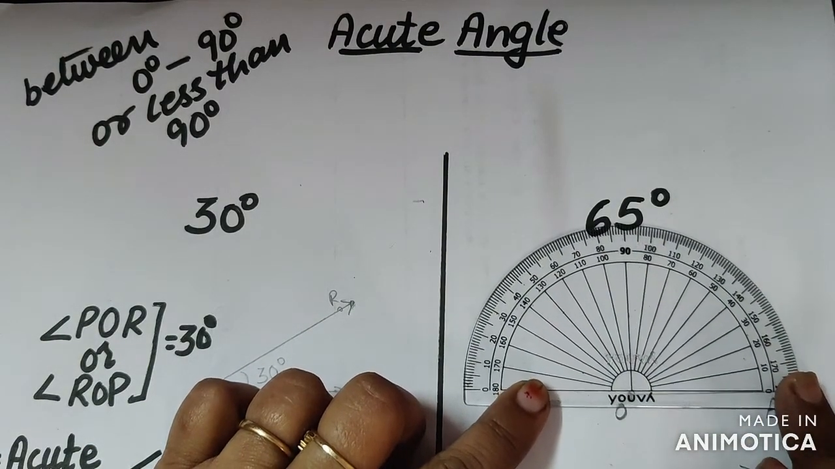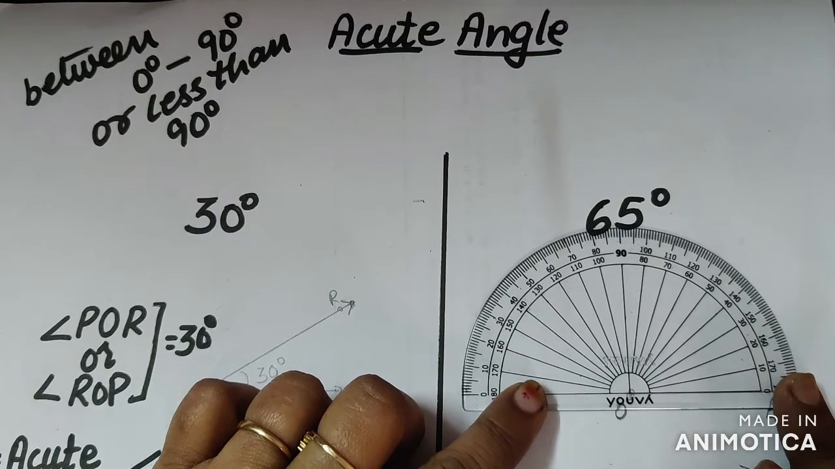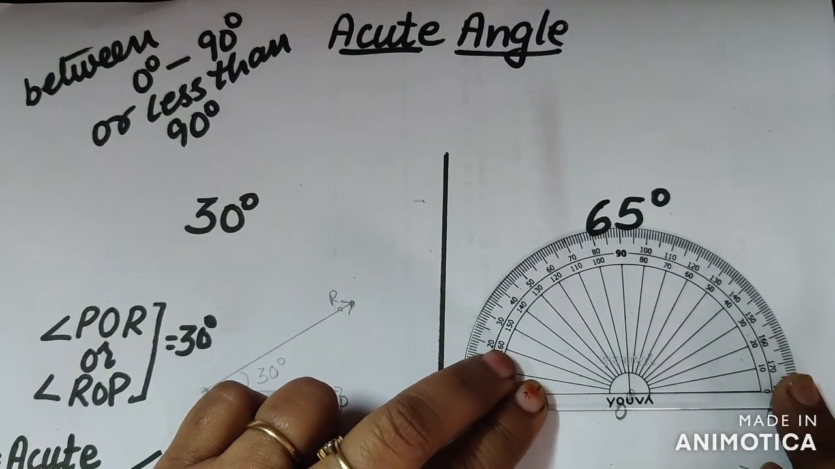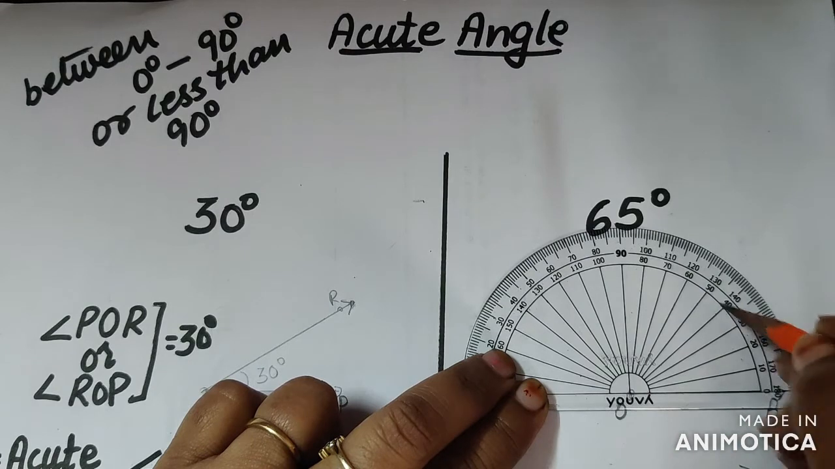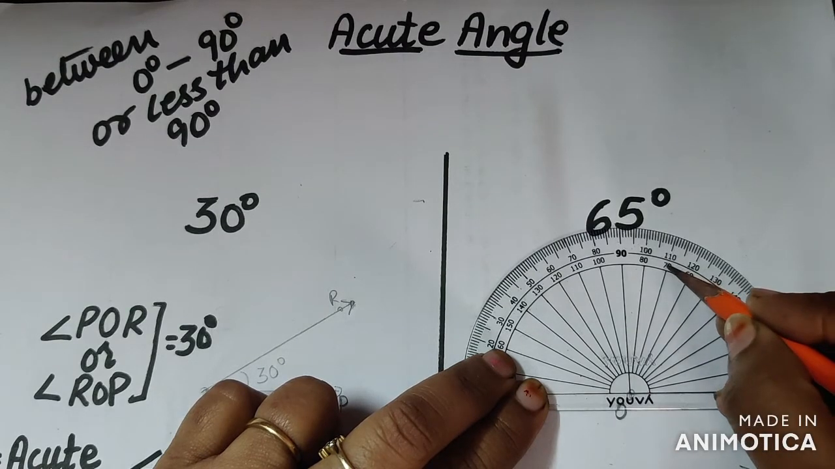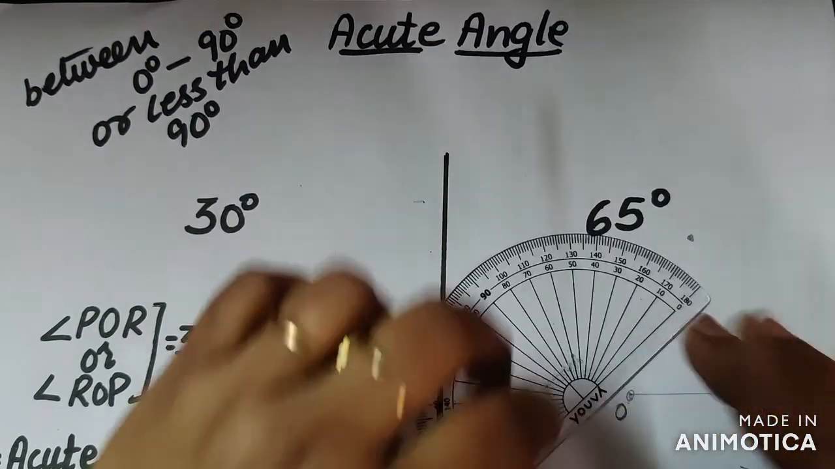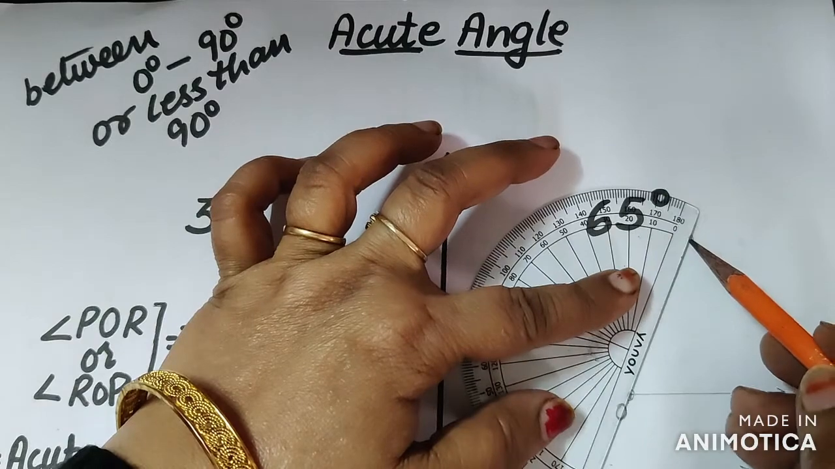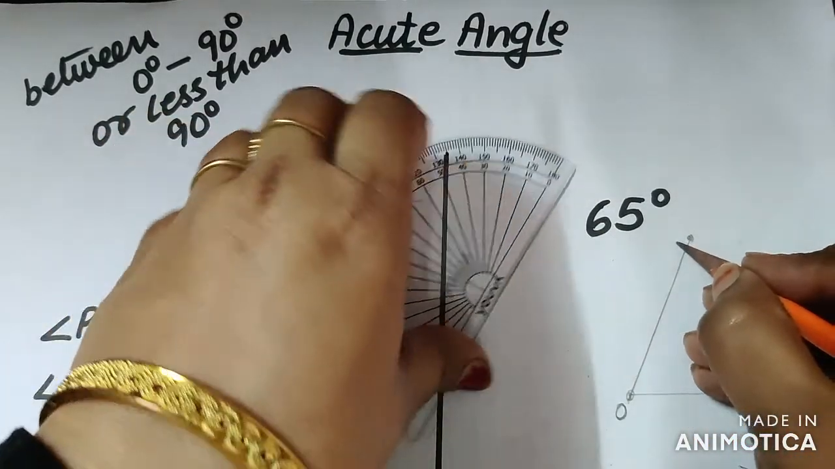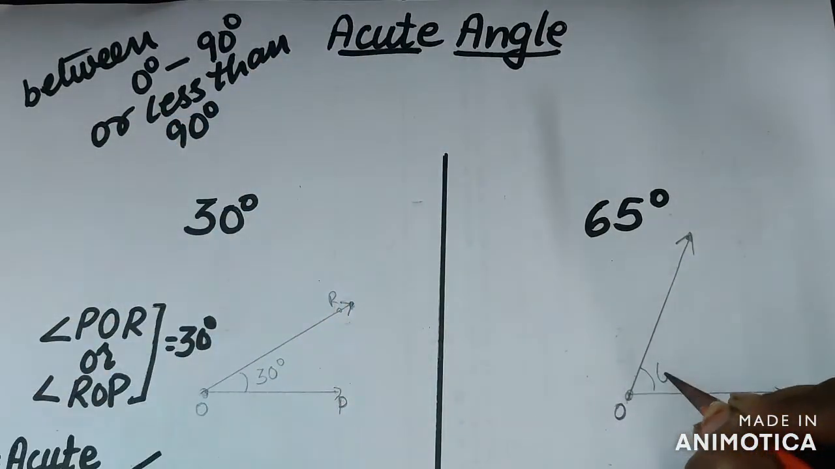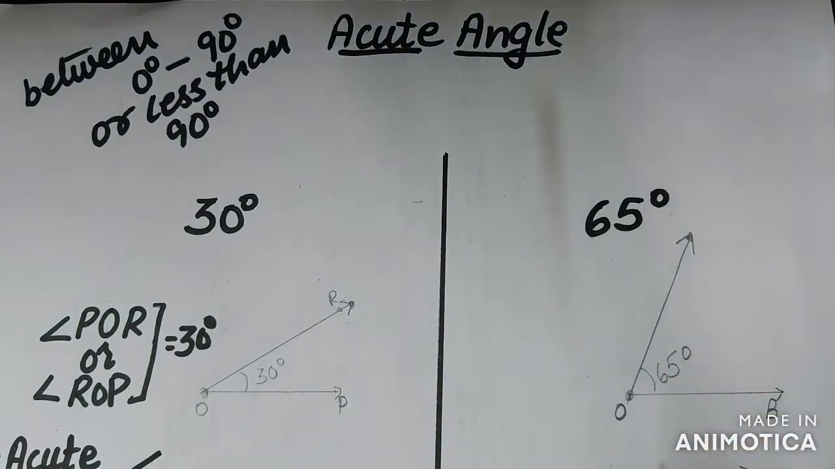Center 0 on the baseline, center of the protractor on the vertex. Now 65, you will take the inner scale between 60 to 70, it will be 65 here. For the 5 you will count the smaller ones. Now remove it, join it, and this angle will be a 65 degree angle, right?